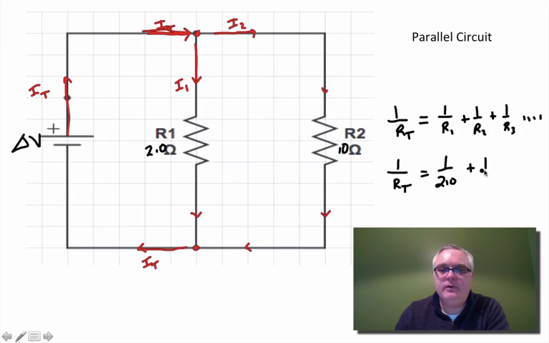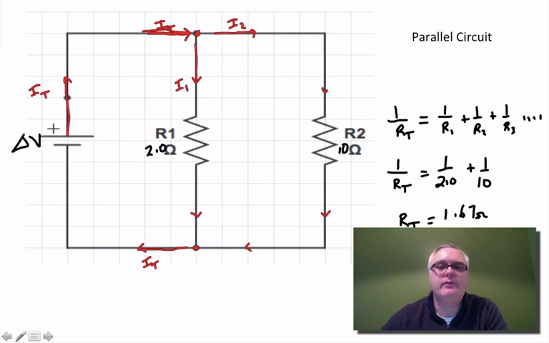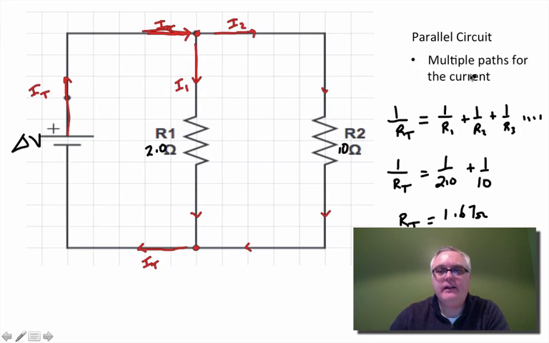So 1 over 2 plus 1 over 10. And that would give me here a total resistance of 1.67 ohms. It's 1.666 repeating, so rounding up to 1.67 ohms of total resistance. And what you can see is the total resistance is less than the individual resistors themselves. And again, that's because I've created multiple paths for the current to take. That's the definition of a parallel circuit. There are multiple paths for the current. So by creating more paths for the current to take, I actually end up reducing the resistance of the circuit.